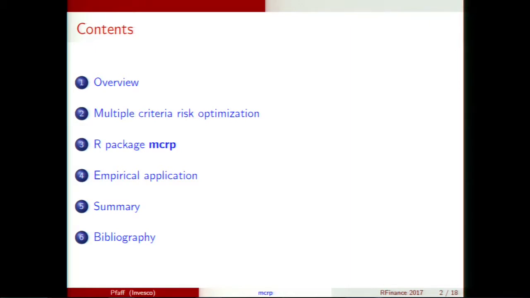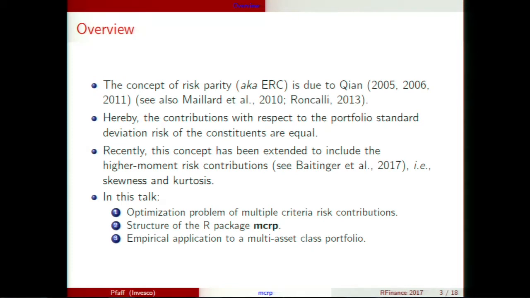Then the problem formulation itself will be briefly introduced. The structure of the accompanying package called mcrp, which is available on GitHub, will be presented. And finally, I will also provide an empirical application, just to point out some of the characteristics when one is doing this mcrp optimization. Finally, I conclude with a summary and also mention some caveats with this approach. But let's get started first.